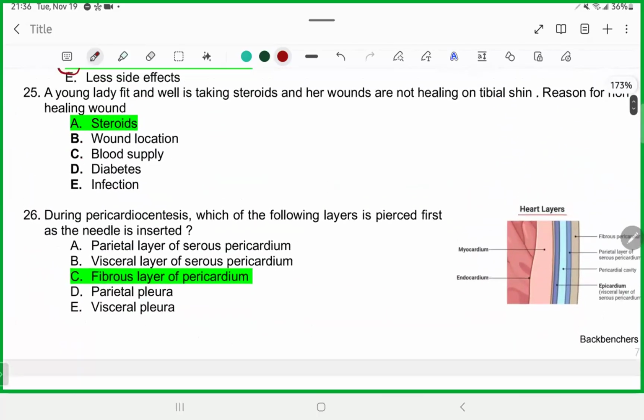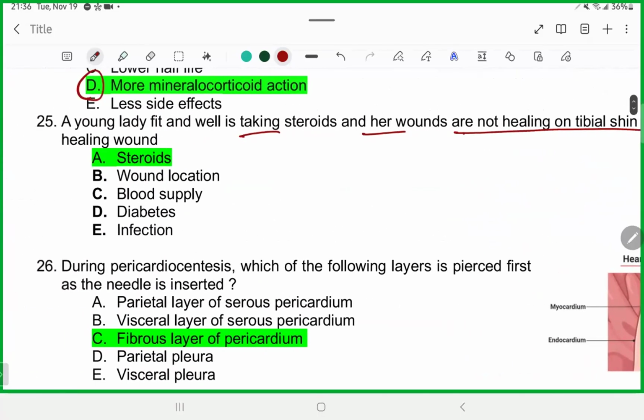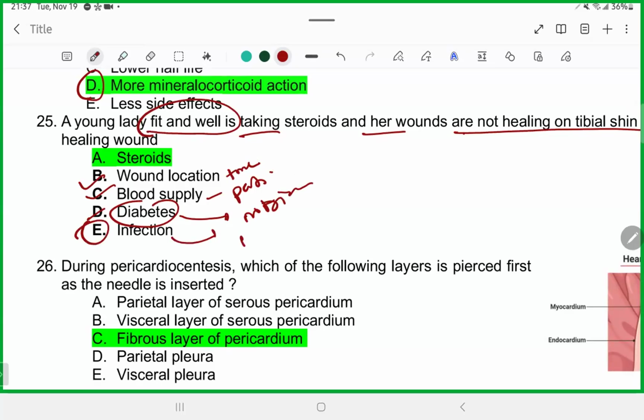A young lady, fit and well, taking steroids, and her wounds are not healing on the tibial shin. Reason for non-healing wound? Wound location, this one's partially true. Blood supply, this one's partially true. Diabetes not mentioned. They told you that she is fit and well, so there is no diabetes. Infection, that can be a cause too, but which one is the best?